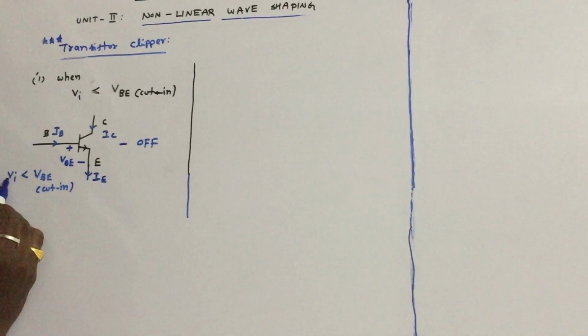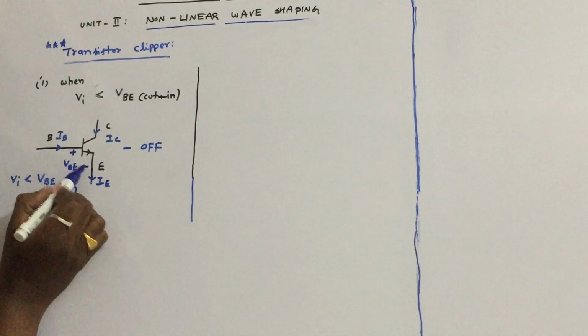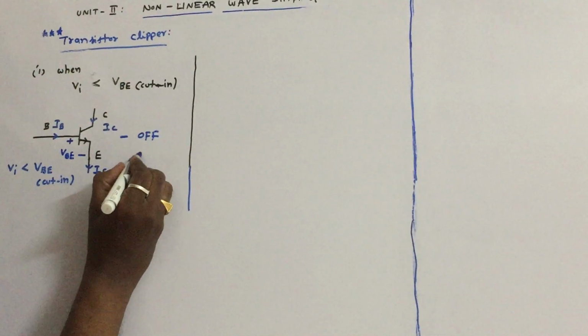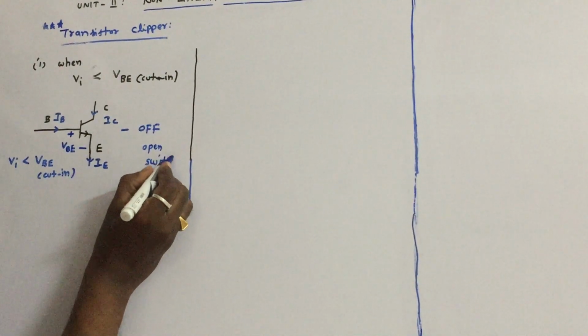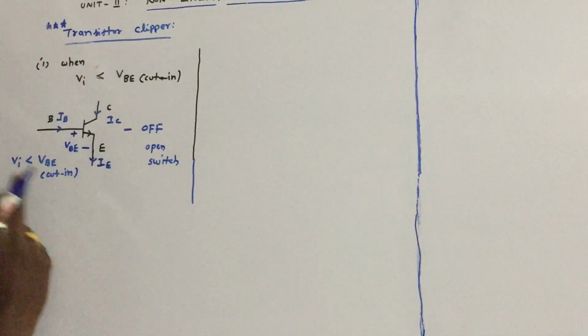Very important point, you have to observe that when the input voltage is less than the cut-in voltage of the transistor, that is base to emitter voltage, then the transistor will be in off condition. In off condition it acts as an open switch. These points are very important when we discuss transistor clipper circuits.